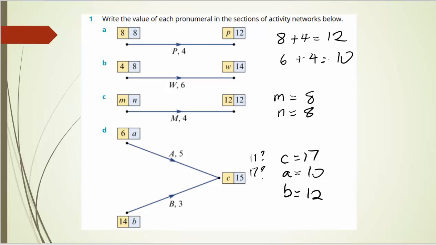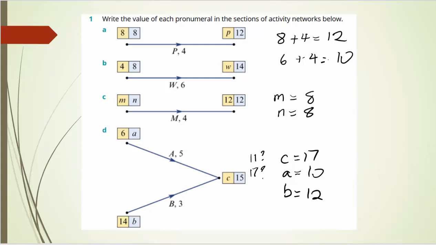In question 1c, there's some forward and backward scanning. M will be something plus 4 equals 12. The answer will be 8. And backward scanning, 12 minus 4, n is also 8.